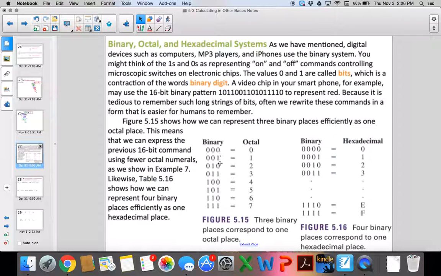I do want to point out that 3 binary digits make up 1 octal digit because 2 to the 3rd power equals 8. And 4 binary digits make up a hexadecimal numeral because 2 to the 4th power is 16. So just in case you're wondering where that comes from: octal being 8 and hexadecimal being 16.